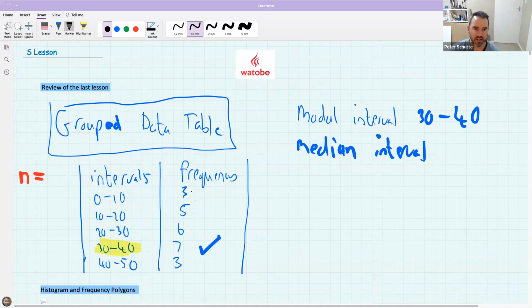So there's 3 items in this interval. There's 5 in this interval. If I add these up, 8 plus 6 is 14, 14 plus 7 is 21, plus 3, I get a total of 24, unless I'm going mad. 24 items in the data table.